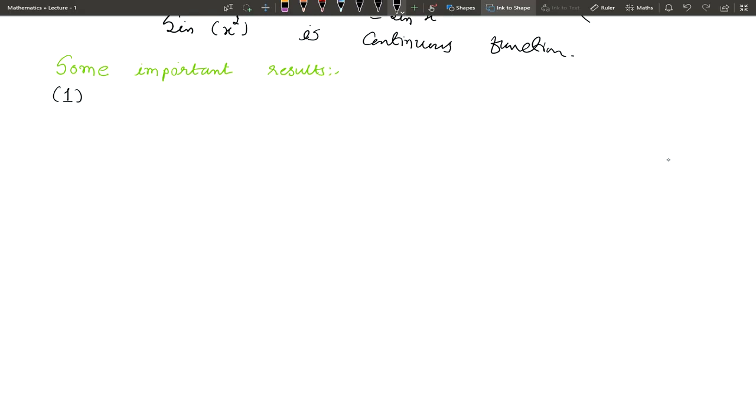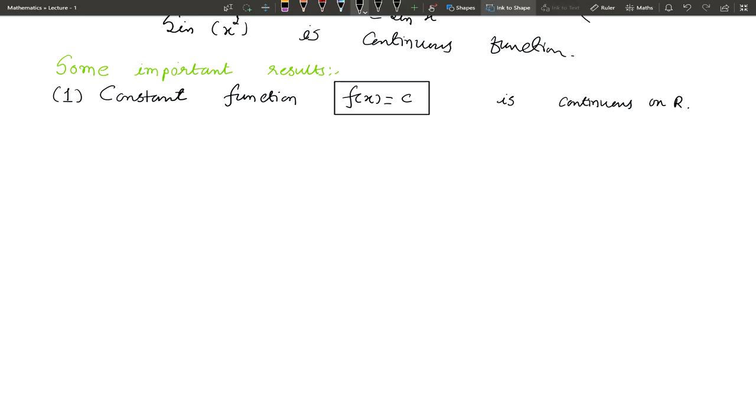First one, constant function is continuous on R. Constant function f of x equal to c, as we know the definition of constant function, is continuous on R. First important result: constant function f of x equal to c is continuous on R.